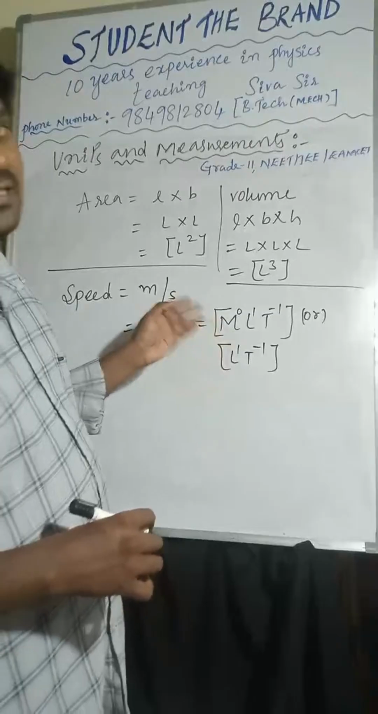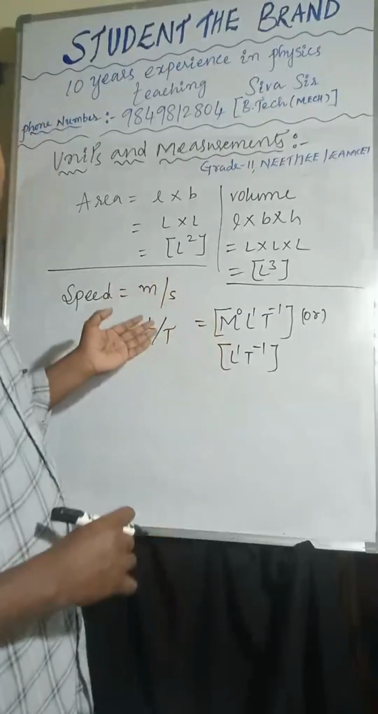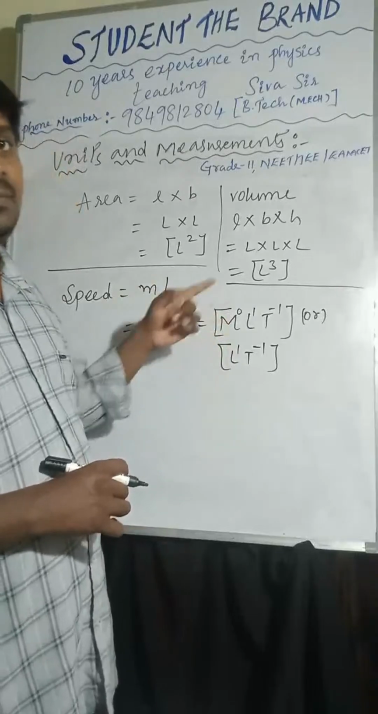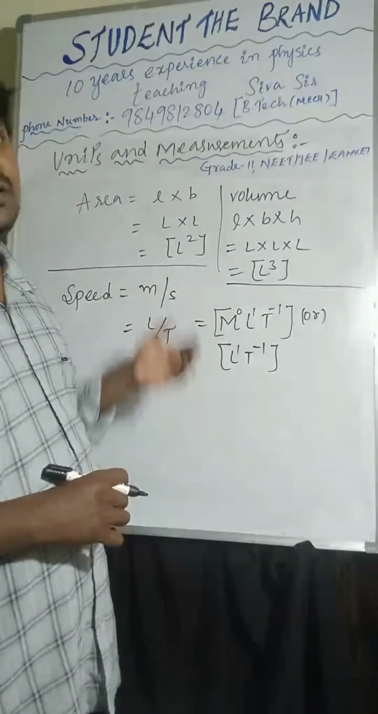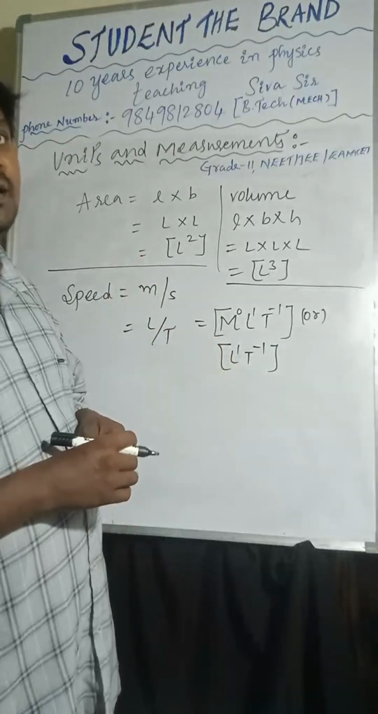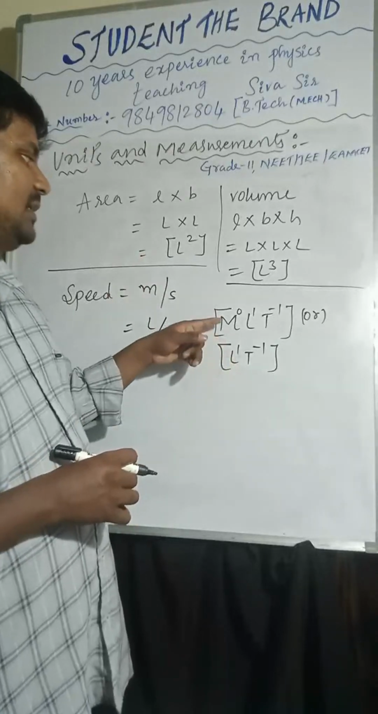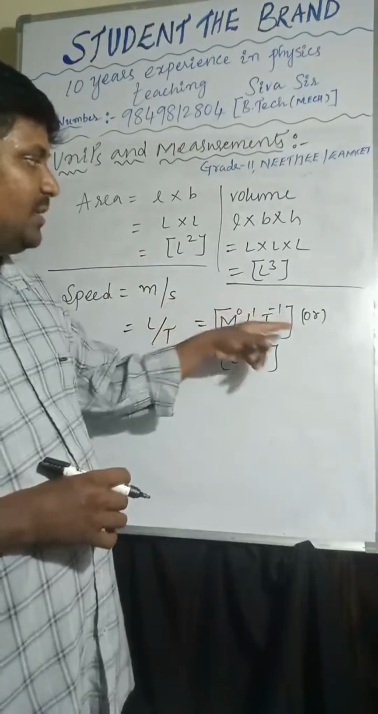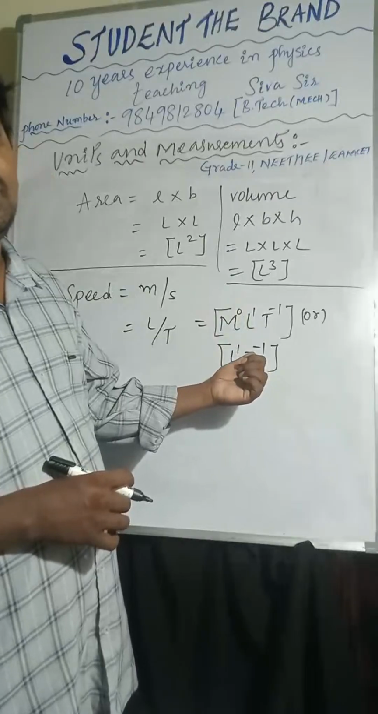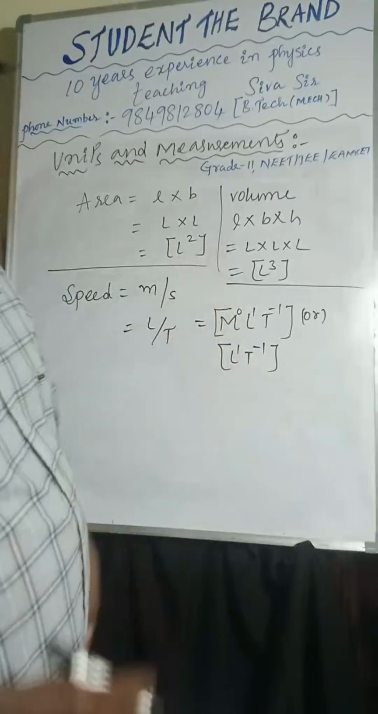Because mass is not there, simply we can take M power 0. I already said M power 0, K power 0, L power 0, T power 0, anything if you represent, that is nothing but 1. So simply I am considering M power 0, L power 1, T power minus 1, that is nothing but L power 1 into T power minus 1. I hope it is clear to you all.